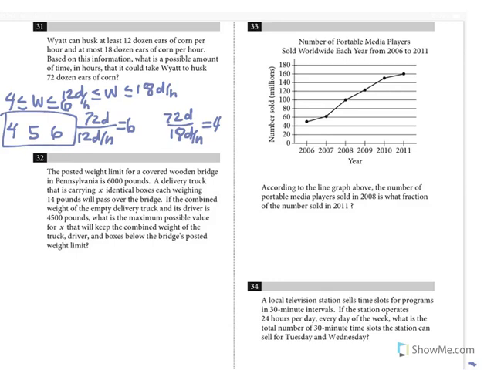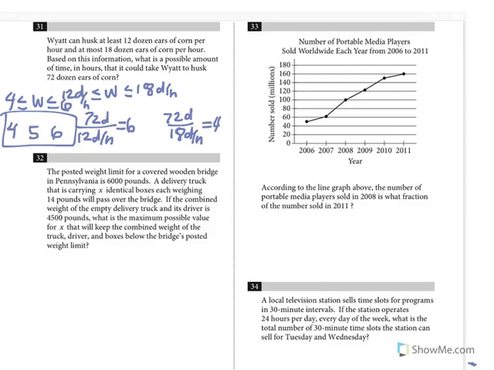The posted weight limit for a covered wooden bridge in Pennsylvania is 6,000 pounds. A delivery truck that is carrying x identical boxes, each weighing 14 pounds, will pass over the bridge. If the combined weight of the empty delivery truck and its driver is 4,500 pounds, what is the maximum possible value for x that will keep the combined weight of the truck, driver, and boxes below the bridge's posted weight limit? So there's a lot going on right here.